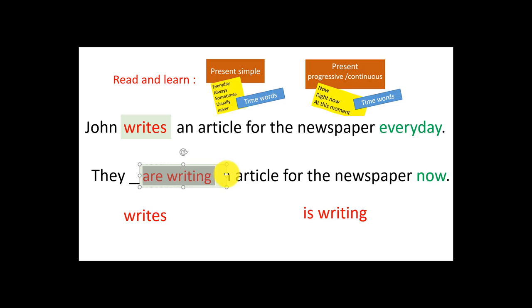Okay. Here we have John writes an article for the newspaper every day. Which tense is this? This is the present simple. Which tense is this? This is the present progressive or the present continuous. We work on this sentence. Look here. John writes an article for the newspaper every day.